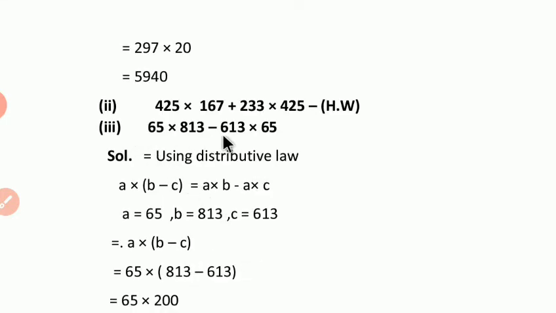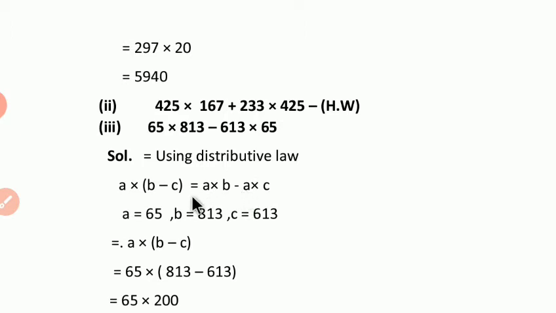65 into 813 minus 613 into 65. So you can see that using distributive law, A into B minus C is equal to A into B minus A into C. It is given in form of A into B minus A into C. So we have to change into A into bracket B minus C. For that, first we'll find the value of A, B, C. Again you can see here which number is repeating 2 times? 65. Here also 65. It means the value of A is 65. Then B is 813. Then C is 613.